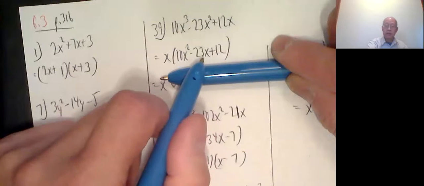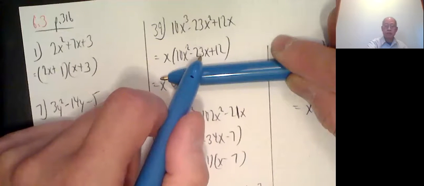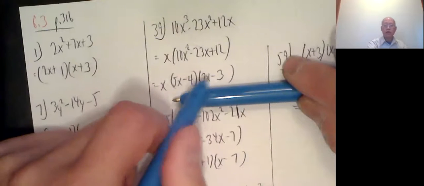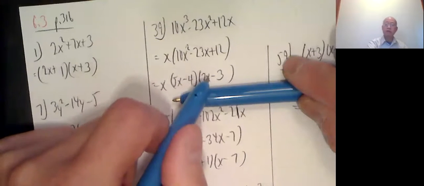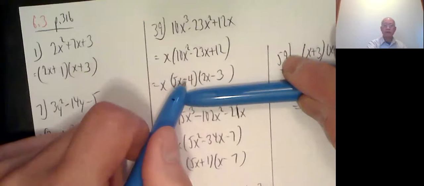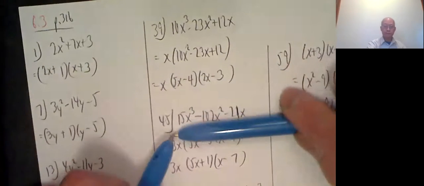2 and 6 are both even. You're not going to get an odd number. You must have at least one odd. Okay, so it turns out to be 5x minus 4, 2x minus 3. Even though I'm showing you the answer, you may not get it that fast. You might have to guess around until you finally come up with it. So just keep trying until you get it.